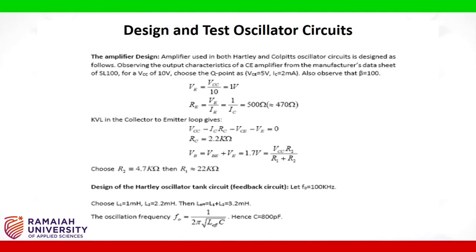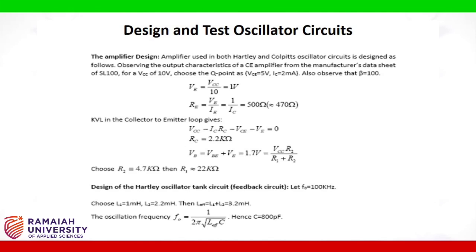VB is equal to VBE plus VE, which is equal to 1.7 volt. That is equal to VCC R2 by R1 plus R2. Choose R2 equal to 4.7 kilo ohm. Then R1 is equal to 22 kilo ohm.